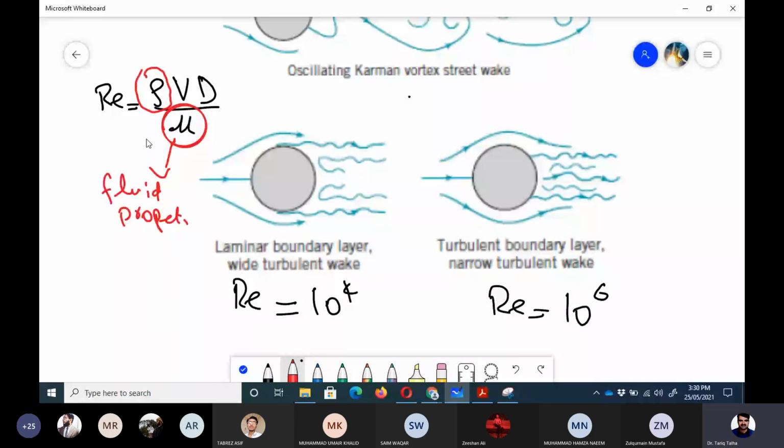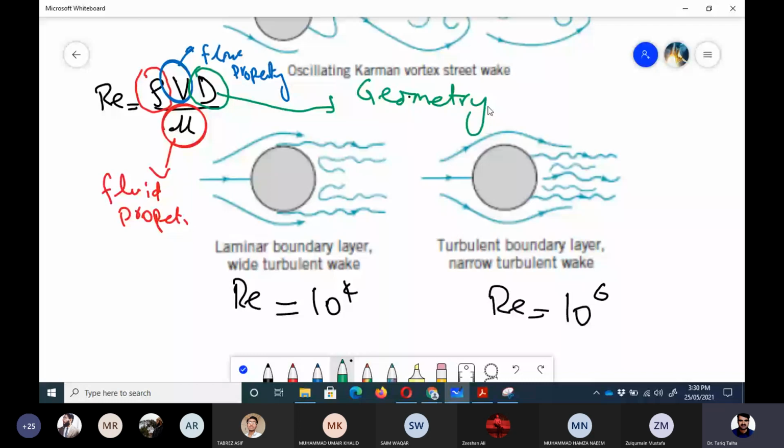Okay. What about velocity? Velocity is the flow property, right? It depends upon the flow velocity. Okay, what about diameter? Diameter depends upon the geometry of the object we are talking about, right? So it means that the Reynolds number depends upon the fluid as well as the flow and the geometry on which the flow is happening.